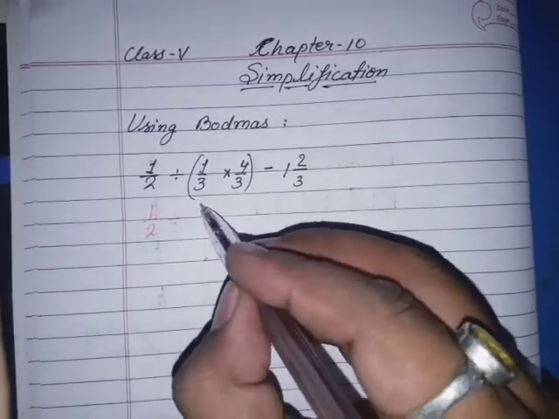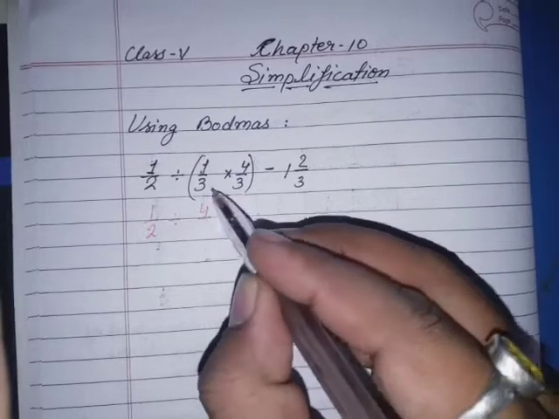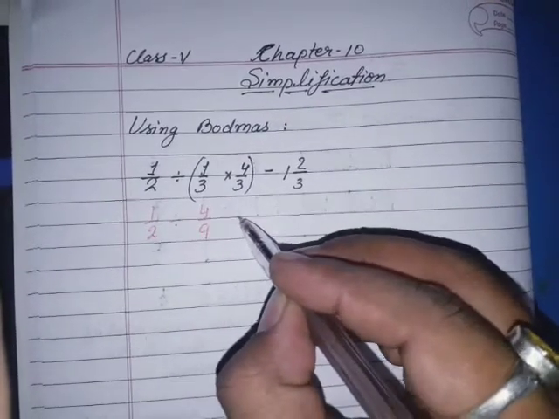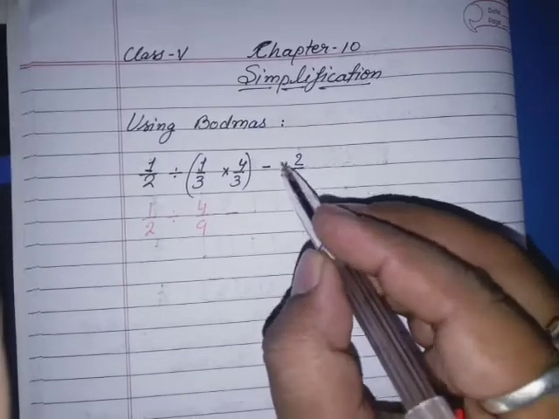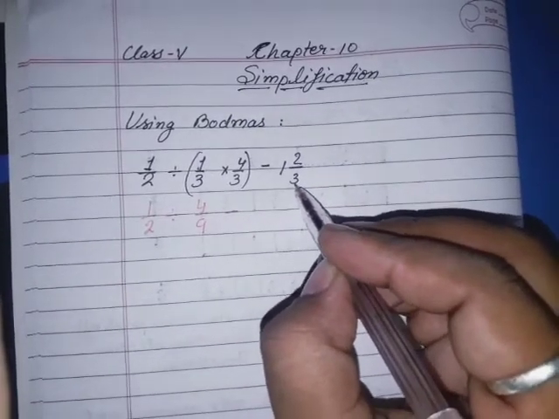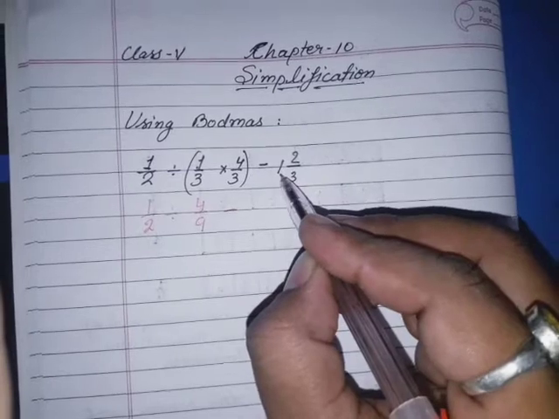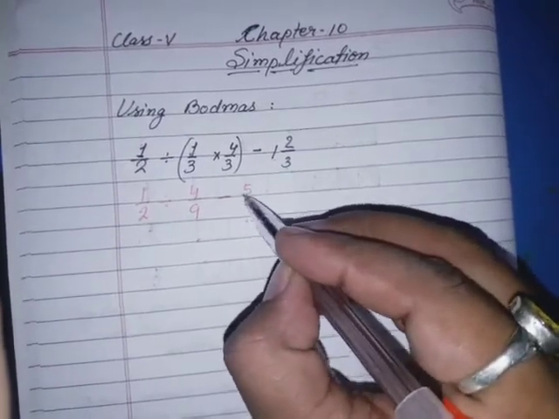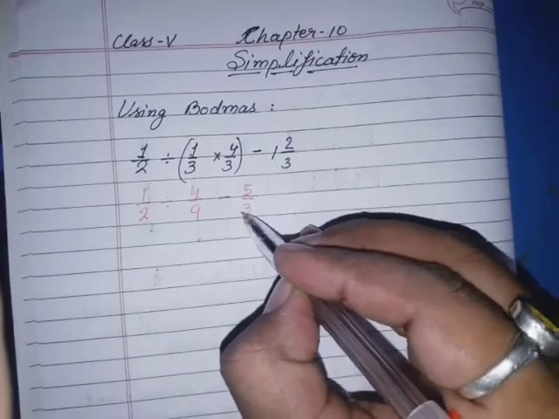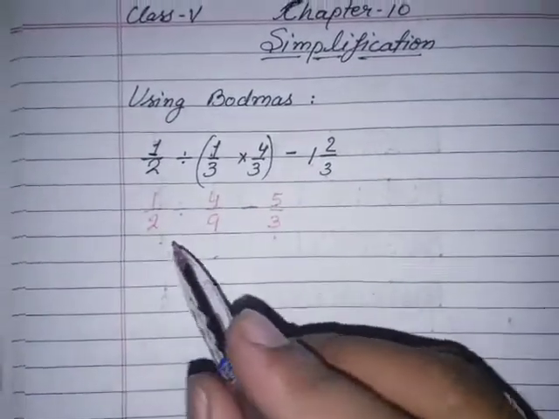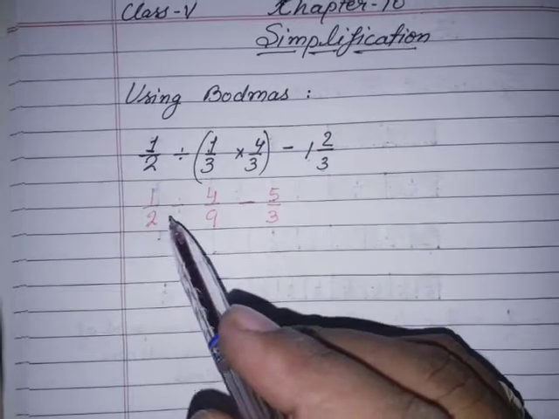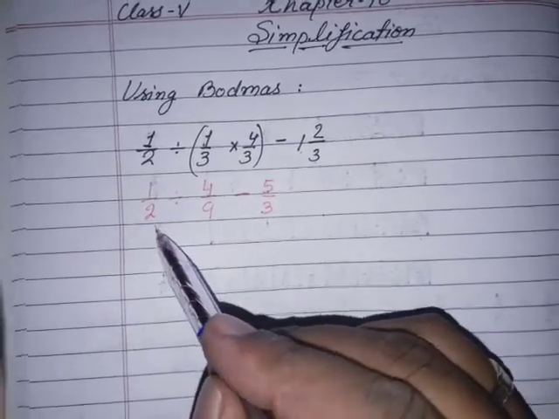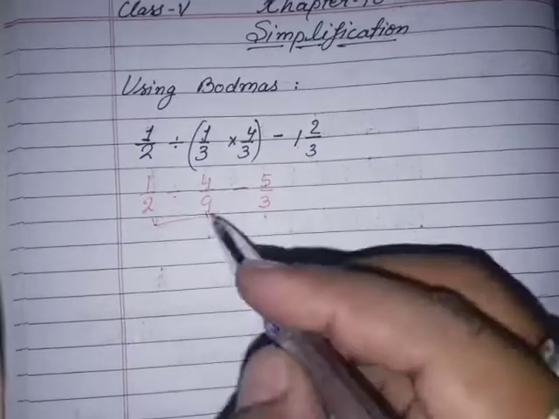1 times 4 will become 4 and 3 times 3 will become 9. Then minus. Here we can solve the mixed fraction also: 3 multiplied by 1 will become 3, and 3 plus 2 will become 5 upon 3. Now as per the rule of BODMAS, first we divide, then we subtract. So first we divide these two values given over here.